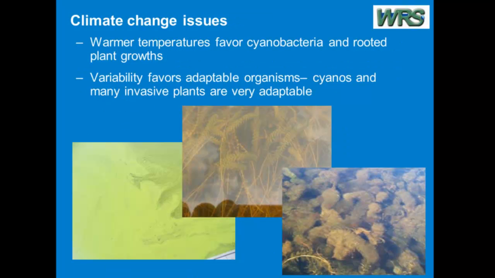Climate change issue, again, warmer temperatures favor cyanobacteria and rooted plant growths. Variability favors adaptable organisms. Unfortunately, the blue-greens and many of the invasive plants are very adaptable. The picture in the middle, slid slightly up from the others, is hydrilla, extremely common in the southern United States and has really taken over a lot of lakes. We are now finding it in the northern states as well, and it really takes over.